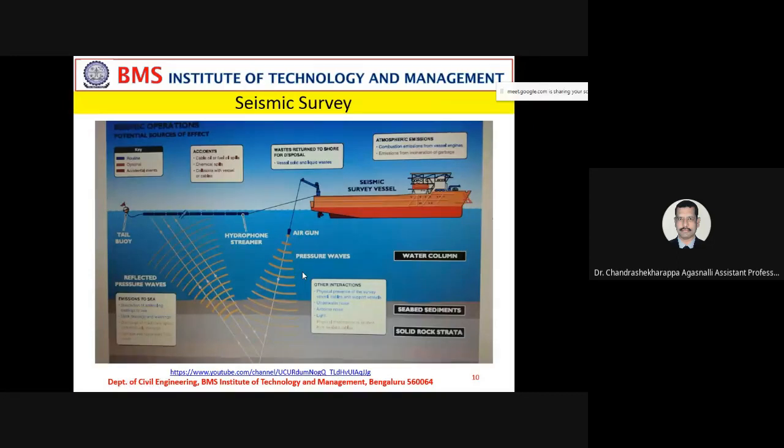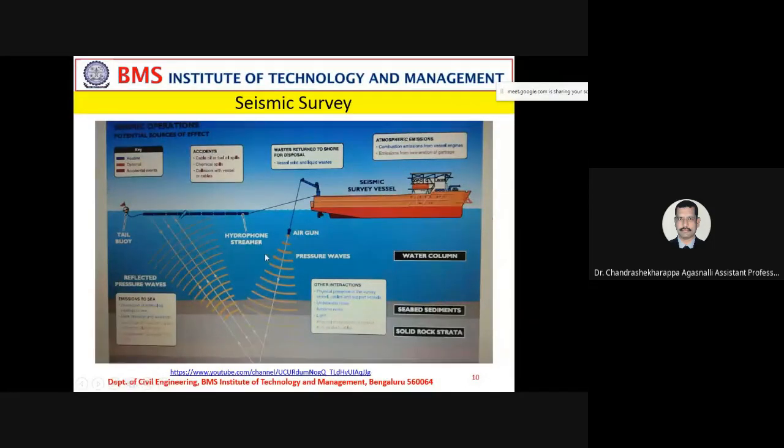Seismic survey operations have potential sources of effect on the environment. These are all pollution: safety precautions, atmospheric emissions, combustion emissions. This is another topic. Also accidental safety precautions, waste returns, their interaction with the different layers, and emissions to the seas. This is how we are going to conduct that.